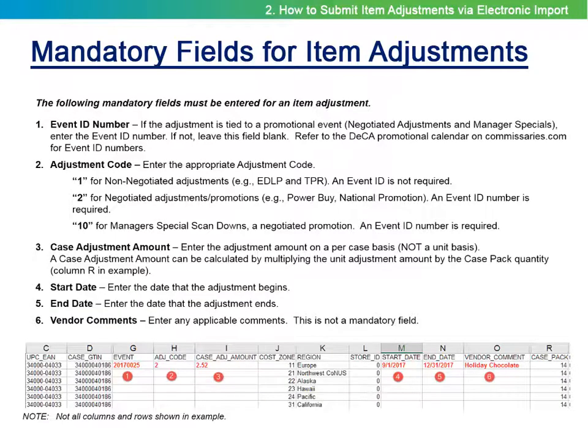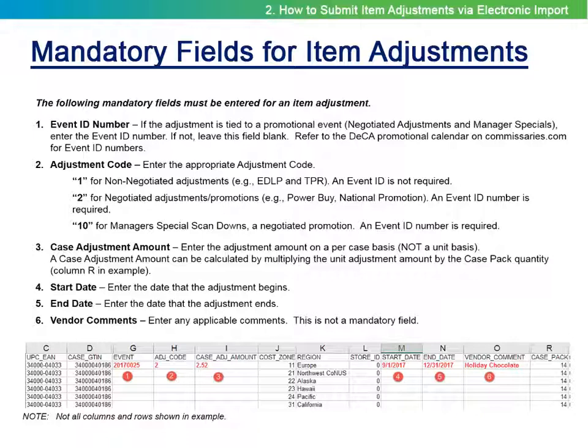The mandatory required fields contain vital details for the electronic submission. 1. If an adjustment is tied to a promotional event, enter the event ID number. If not, leave it blank. You can get the event ID numbers from the DECA promotional calendar on commissaries.com. 2. Currently, there are 3 adjustment codes, 1, 2, and 10. Each entry requires an adjustment code.